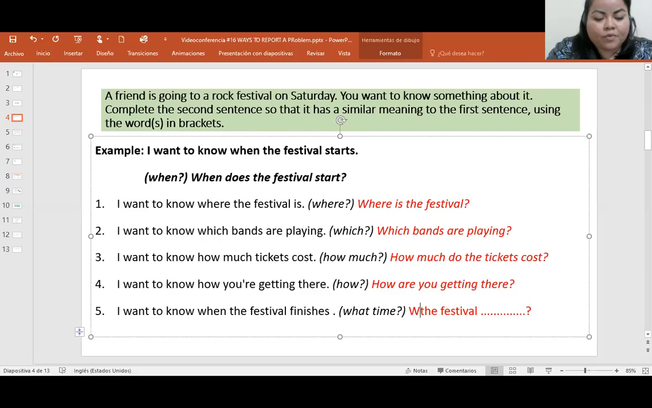What time are you the festival? Simple present. And the question is to sound similar to the example. I want to know when the festival finishes. I want, okay. What time it's? Can I use is with simple present? No lo traduzca. No. What time finish the festival?